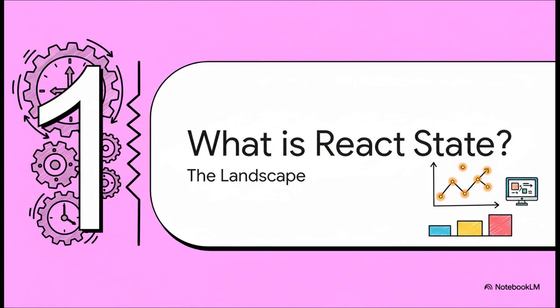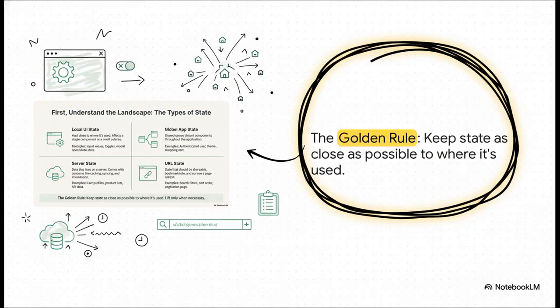Okay, so first things first. Before we can manage state, what even is it? Well, put simply, it's just any piece of data that can change over time and affects what your user sees on the screen. But, and this is the important part, not all state is created equal. Let's break down the different kinds. Getting this breakdown is absolutely crucial.